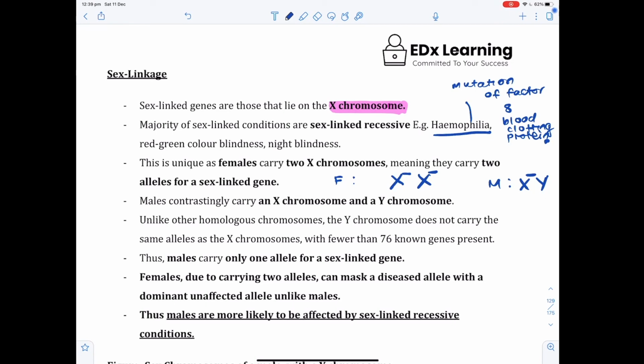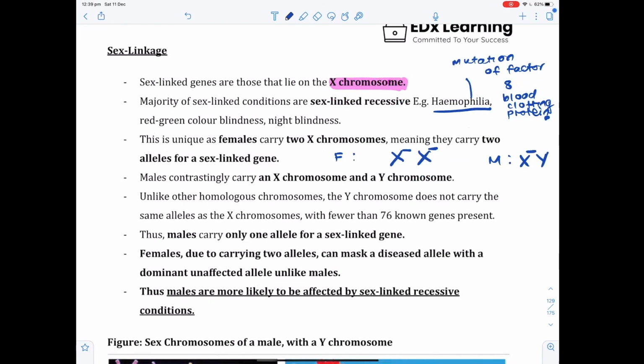Good. All right. So the next thing I want you all to understand, this is just generally with biology: most diseases are coded for by a recessive allele, and it's the same principle when we are talking about sex-linked conditions.